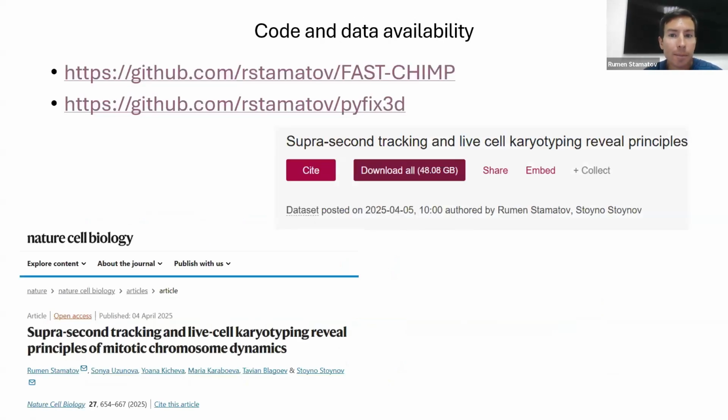And all of these methods are publicly available. One is called FastChimp. The other is PyFix3D. So they're on my GitHub account. You can see here the links. I can also share them in the chat in a minute.